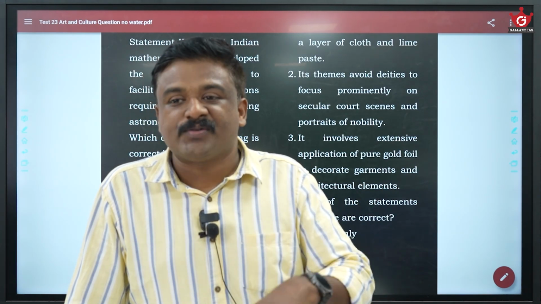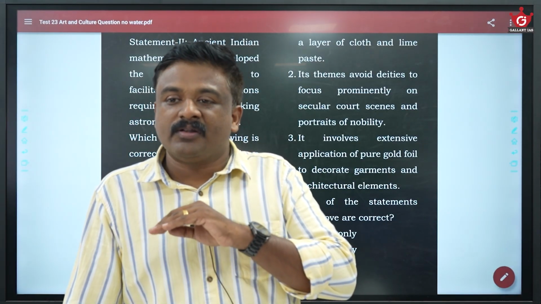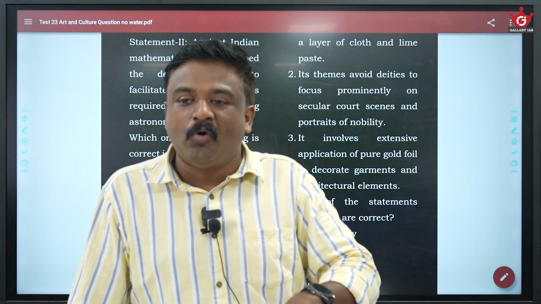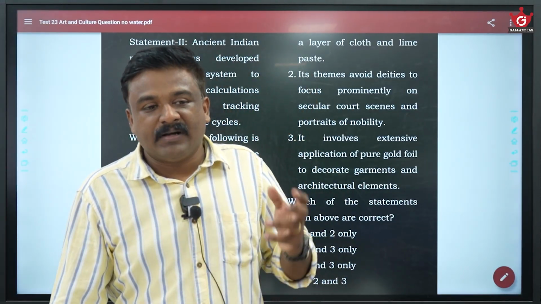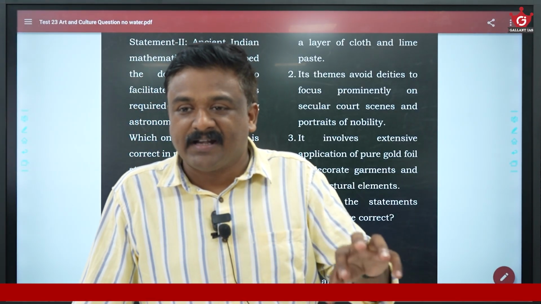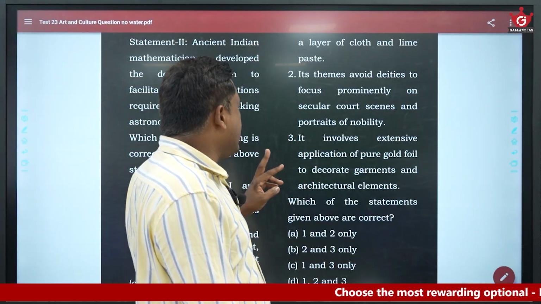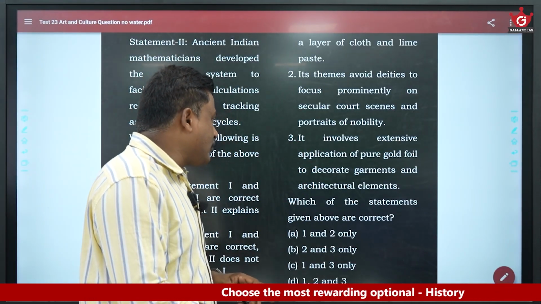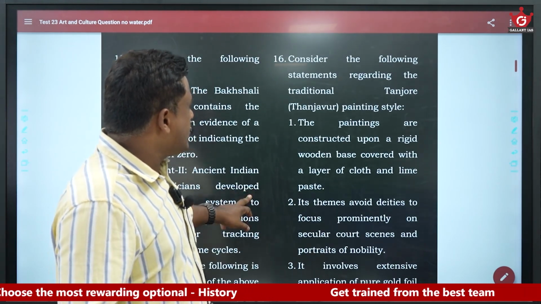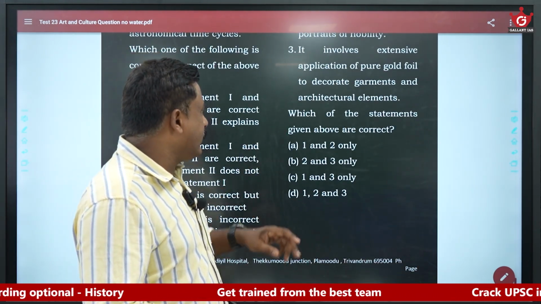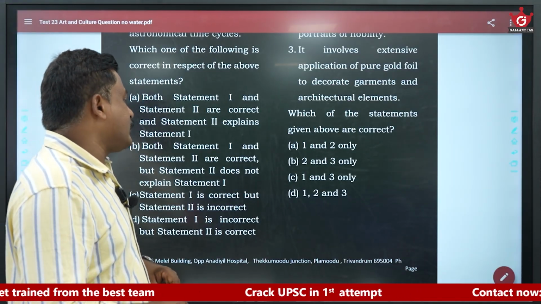They may also include secular characters and scenes, but there is no painting tradition which purposefully avoids deities. Most of the themes revolve around mythological themes and deities, but some paintings include social sarcasm, contemporary events, hypocrisies, etc. But there is nothing like avoiding deities. So I eliminate that. It involves extensive application of pure gold foil to decorate garments and architectural elements. Yes, Tanjavur paintings included these gold foils to decorate garments and architectural elements, which we discussed. So I will go for 1 and 3.